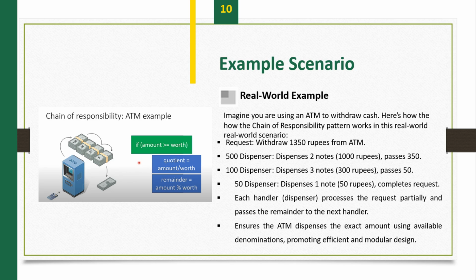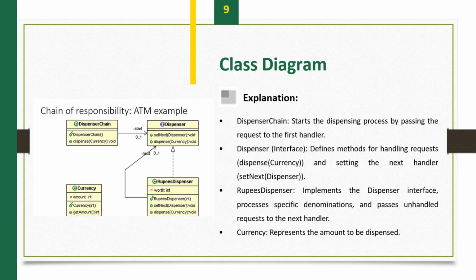Each is independent. Now, to illustrate this, we will be using the class diagram to show how the chain of responsibility works for this example. Here you'll see the start of the chain: the dispenser chain object is created and set up with the first rupee dispenser in the chain. That might be the rupee dispenser that handles 500 rupee notes. When a request to withdraw a certain amount is made, the dispenser chain calls the dispense method from the rupee dispenser. The dispenser checks if it can dispense 500 rupee notes, and dispenses as many as it can.